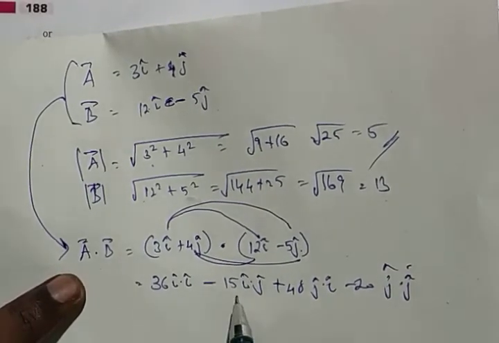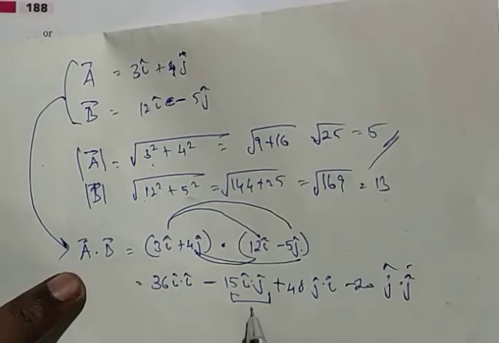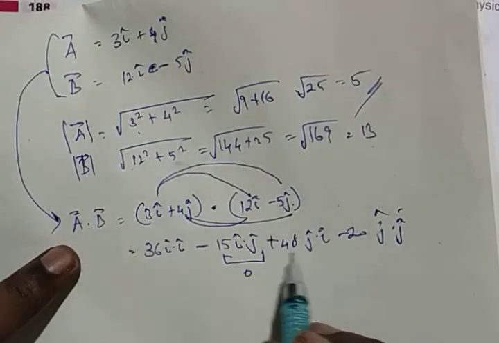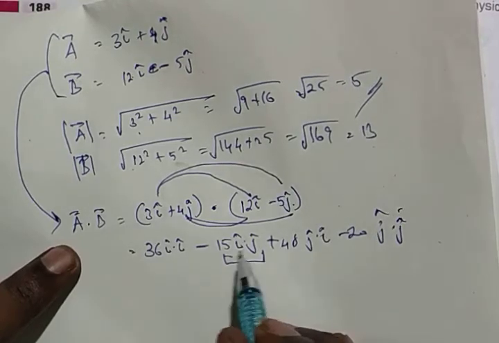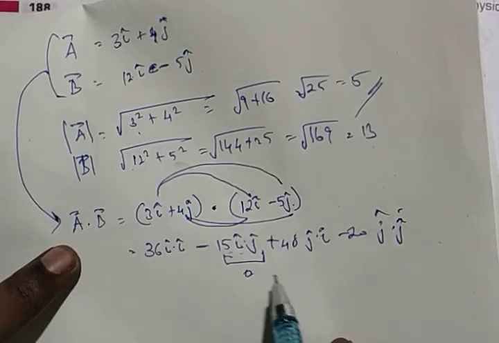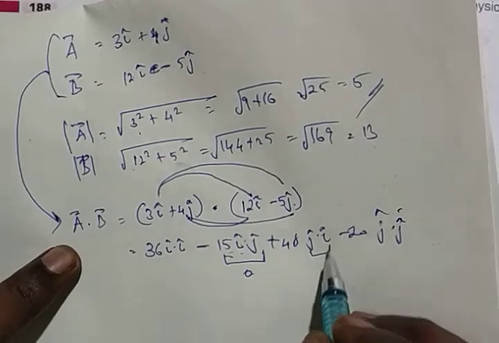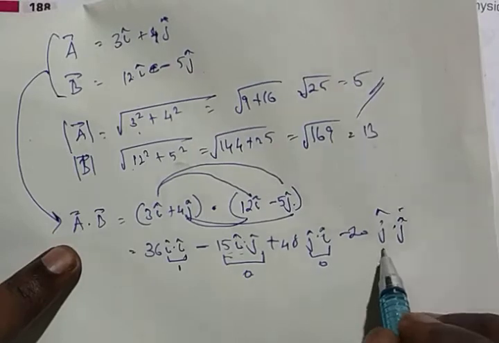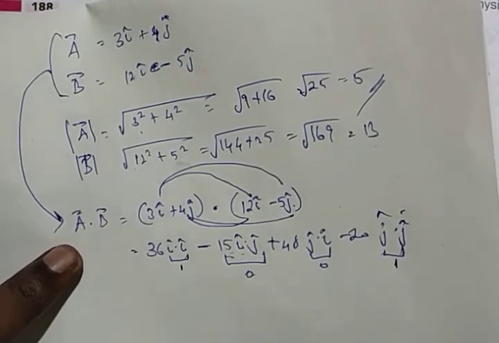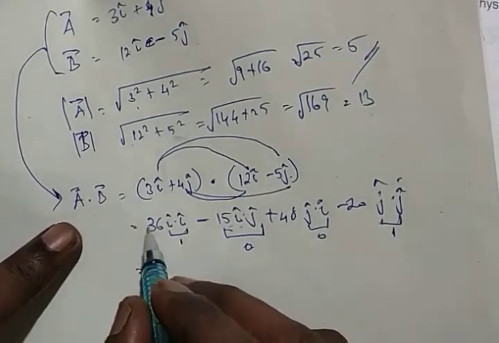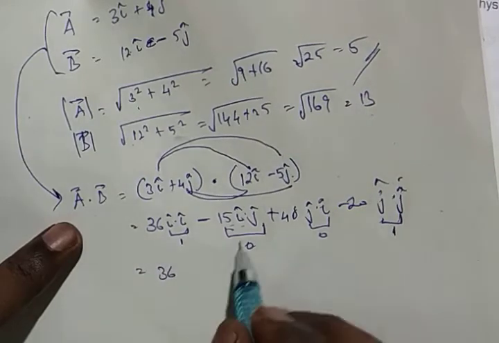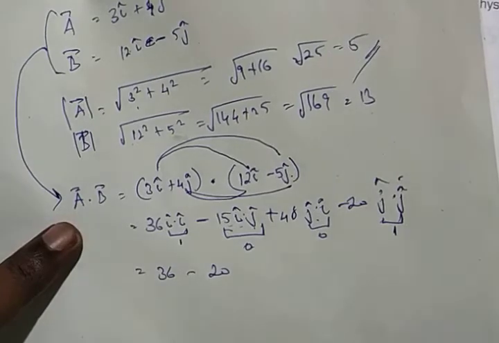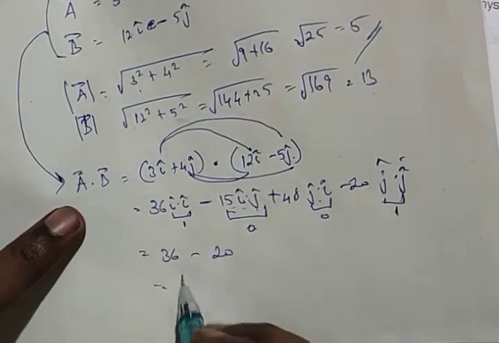Remember, I dot J will be 0, because it's always 0. Unit vector perpendicular to this one, you get 0. We already saw this one earlier. J dot I also will become 0. What is I dot I? This is 1. What is J dot J? It is going to be equal to 1. So you have 36, 0 and 0, minus 20, because it is already 0, it is already 1. So the answer is 16.